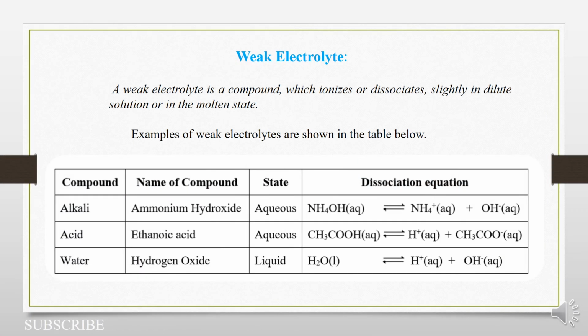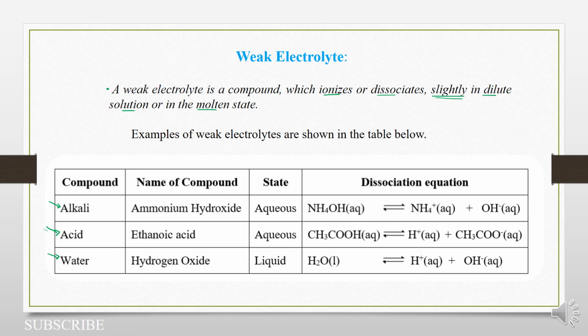Now we have a weak electrolyte. This will be a compound which ionizes or dissociates slightly. Now the difference between a weak and a strong electrolyte is that strong ones will completely dissociate or ionize. However, weak electrolytes will slightly dissociate or ionize in dilute solutions or in molten state. So what are examples of these compounds? We can also have acids, water, and alkalis.